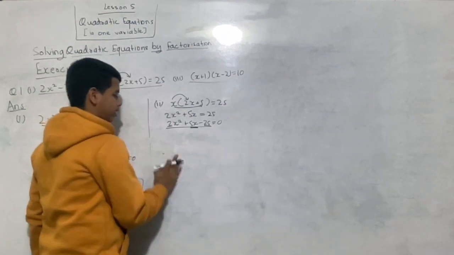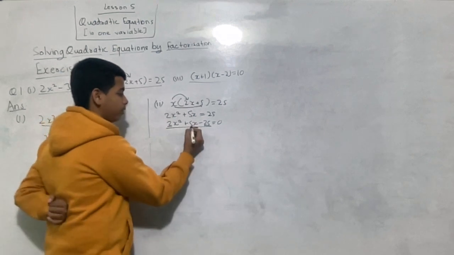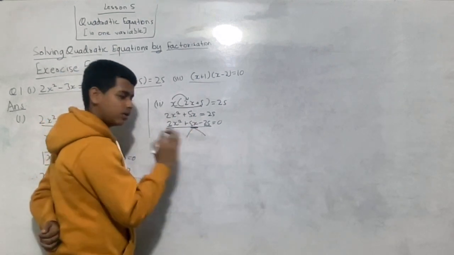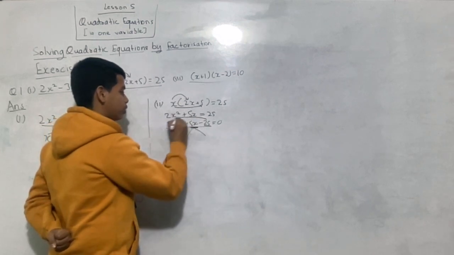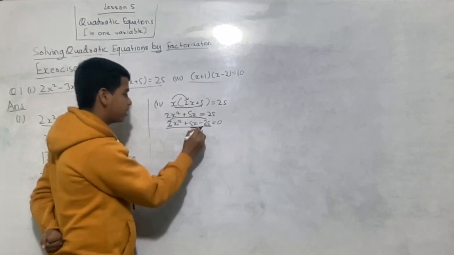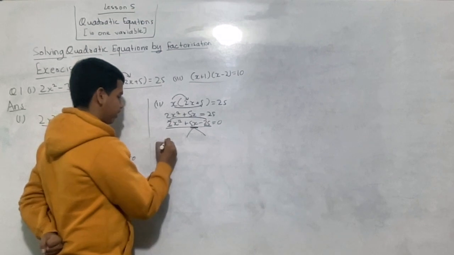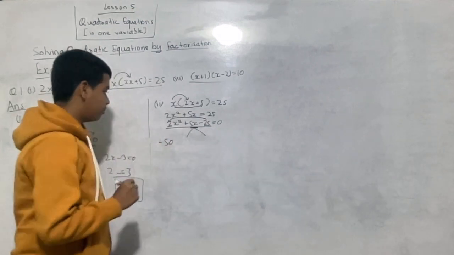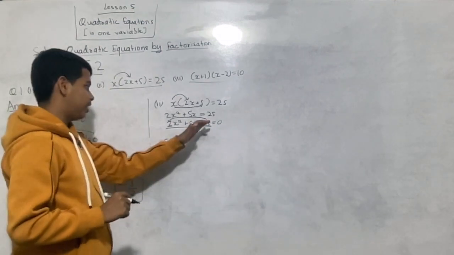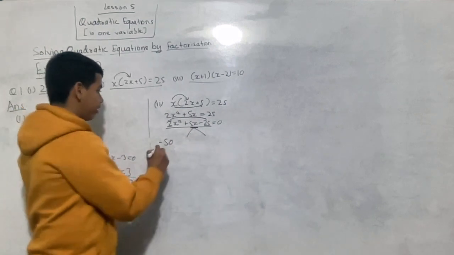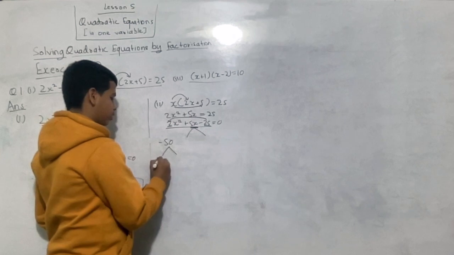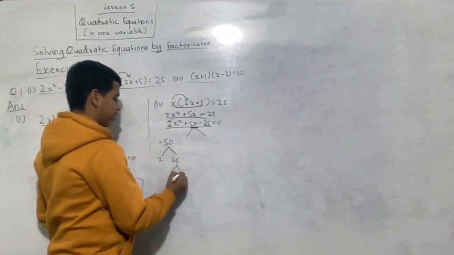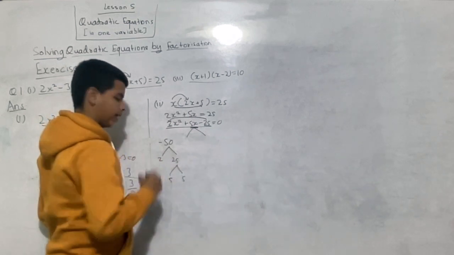Okay, so let's try this. Here I have to split it into two numbers such that they give me the product of these two numbers. So what is the product of minus 25 and 2? Minus 50. Okay. So minus 50 is the product of minus 25 and 2. Now let me quickly factorize minus 50 to get its factors. So it is 2 times 25, and 25 is 5 times 5.